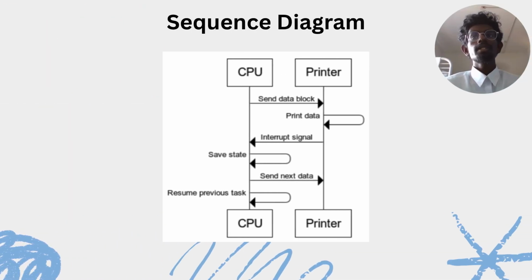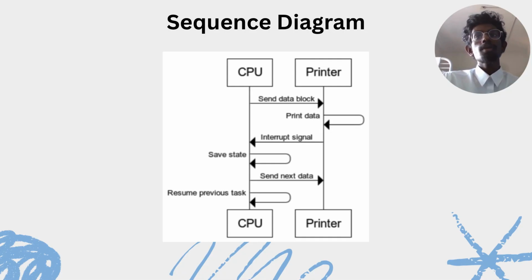So, this is our sequence diagram. First of all, the CPU sends a data block to the printer. Then, the printer begins printing. After that, CPU continues executing other instructions which is not related to the printer. When the printer finishes printing, it sends an interrupt signal to the CPU.